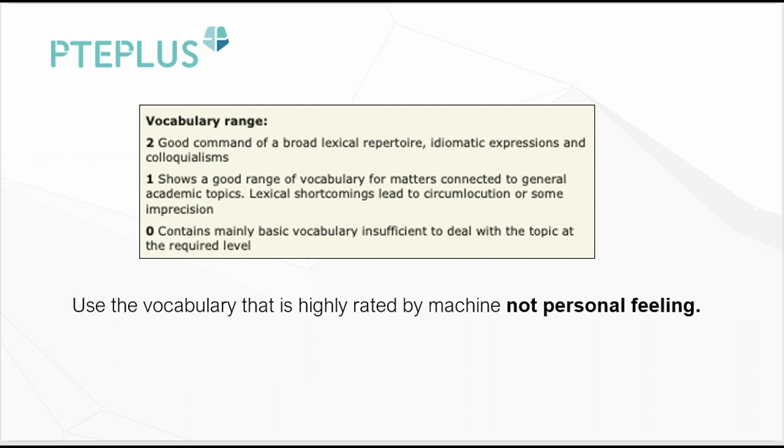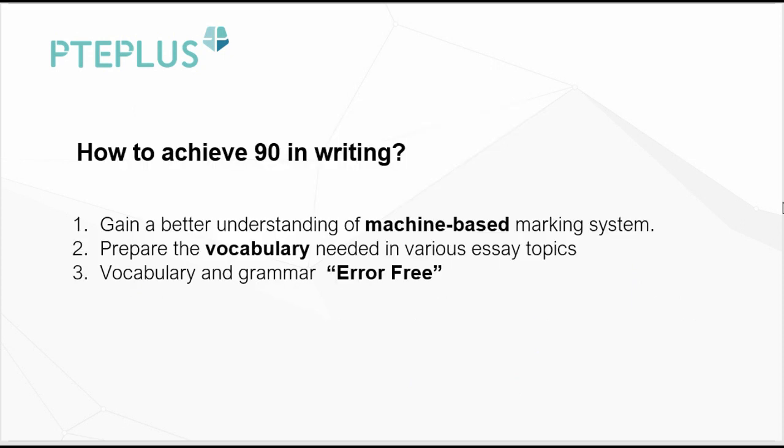So next, in terms of vocabulary range, we need to remember that there are very specific requirements for this particular category. It's not what we feel is better vocabulary, but rather there are specific requirements for the computer for what is better vocabulary. So remember, the use of vocabulary that is highly rated by the machine and not personal feeling. And that's something we're going to be discussing in the later sessions.